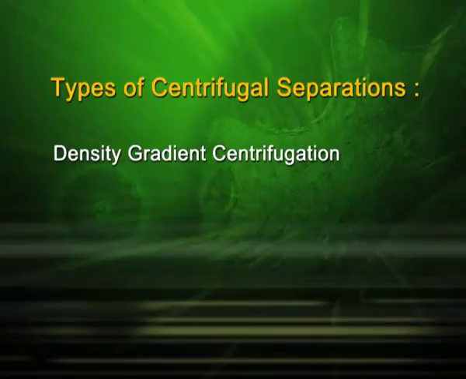Now, let us discuss the second type of centrifugal separation, that is density gradient centrifugation. In density gradient centrifugation, a density gradient media is placed inside the centrifuge tube. Examples of density gradient media are sucrose or cesium chloride. Different concentrations of sucrose solution are made, and the heaviest density layer is placed at the bottom of the centrifuge tube and the lightest density layer at the top. Now, inside the centrifuge tube, you put your sample.